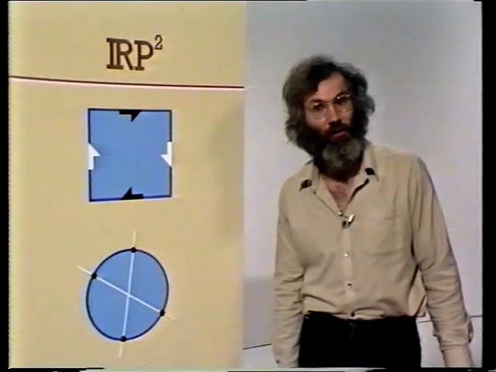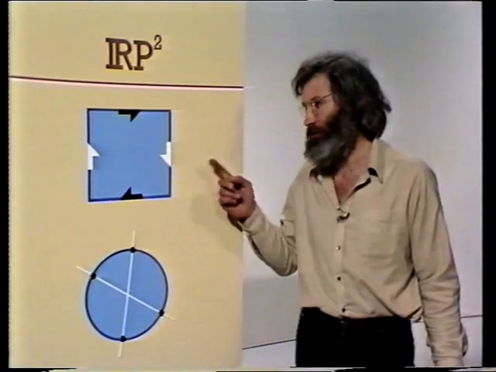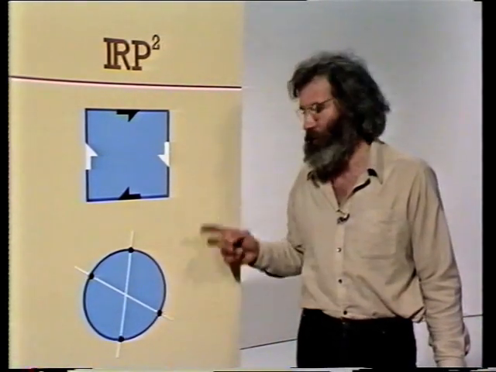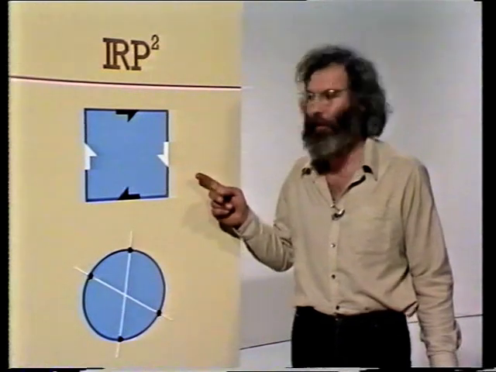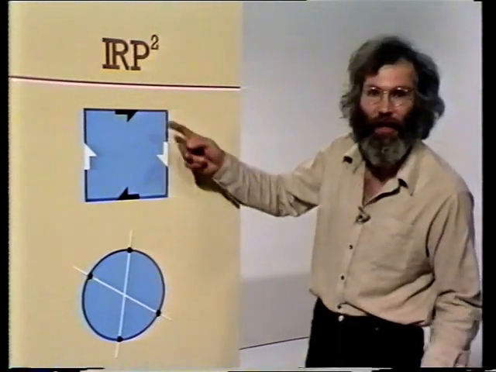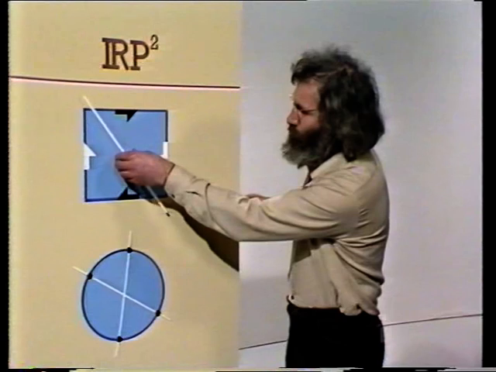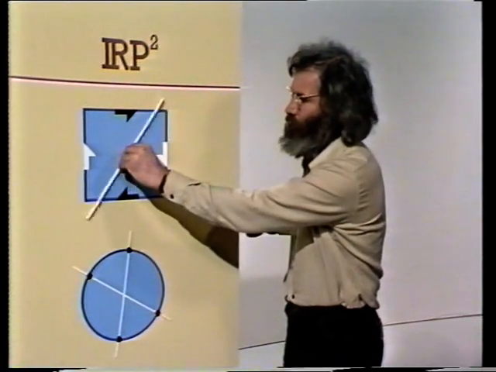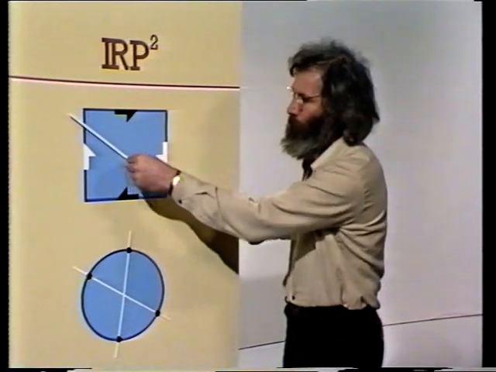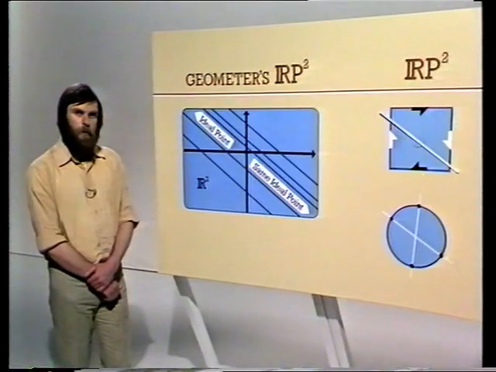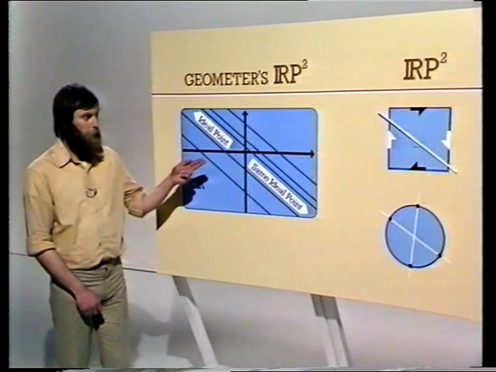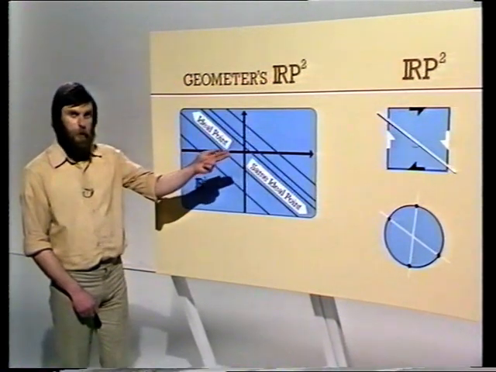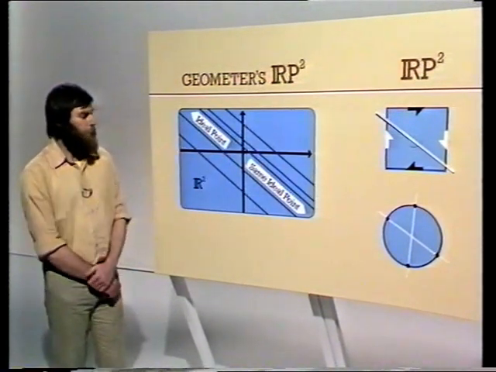And now all you have to do to see that this is the same as the topologist's projective plane is to deform the disk into a square. And the gluing of the edges here is really the same as identifying diametrically opposite points on the boundary. So, the geometer's projective plane is equivalent to the topologist's projective plane. Let's just summarize how we got here.